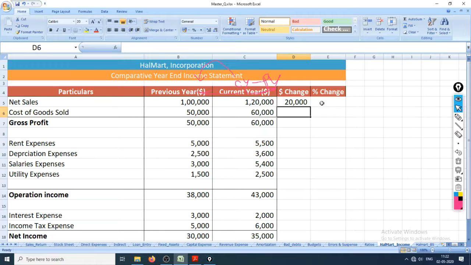Now how do you calculate the percentage change? Do you know how to do it? I'll just put the percentage first, so that it will not confuse you. That is the change amount, 20,000, divided by the base year rate, that is the previous year amount, the total figure, into 100, enter.